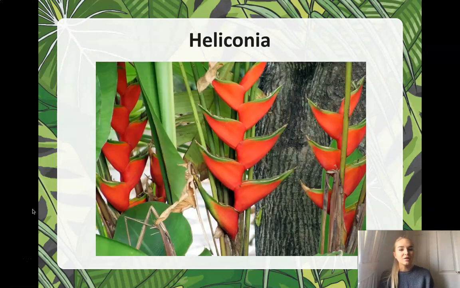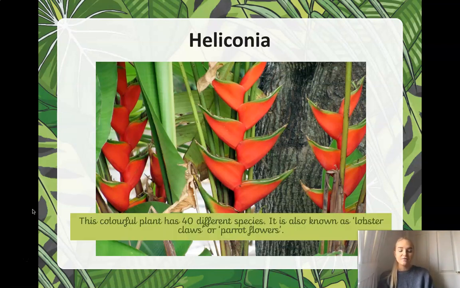Another plant is called the Heliconia. Now, the Heliconia looks a bit like this, and it's a really, really colourful plant, and it has 40 different species. It's also known as the lobster claws or the parrot flowers. What do you think gives it that name? Maybe it's because it's quite a sharp plant. Maybe that's why it's called the lobster claws, because it's red too, and lobsters are red. It might have been called the parrot flowers because it's got these two contrasting colours, the green and the red. What makes it be called the parrot flowers?